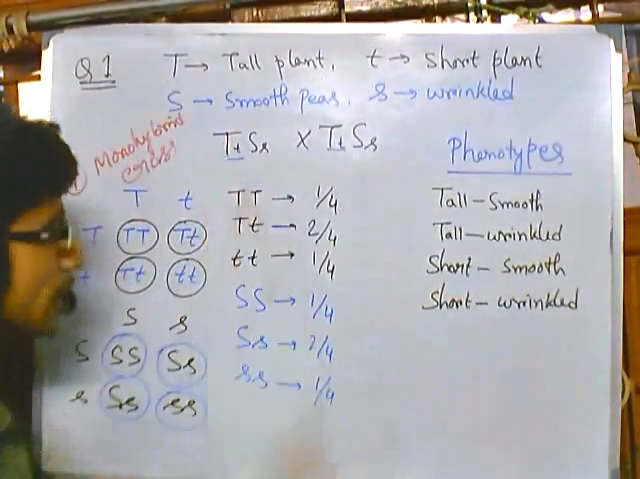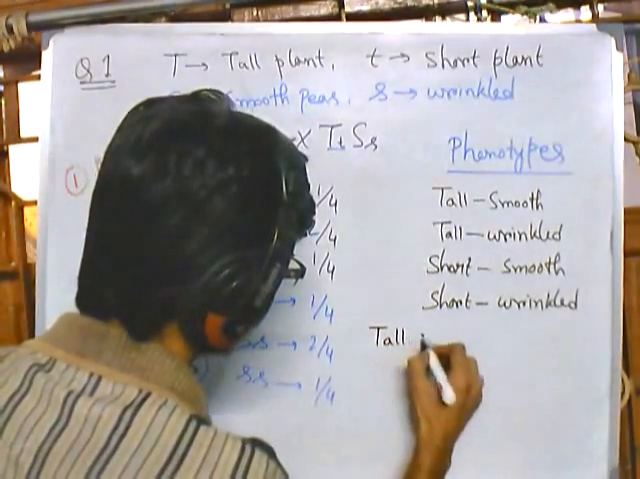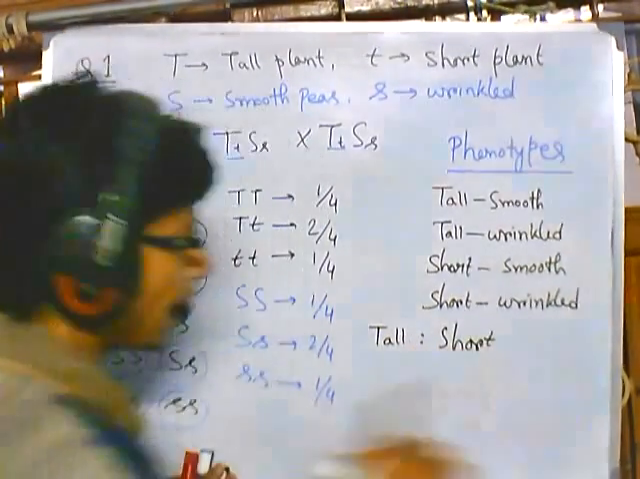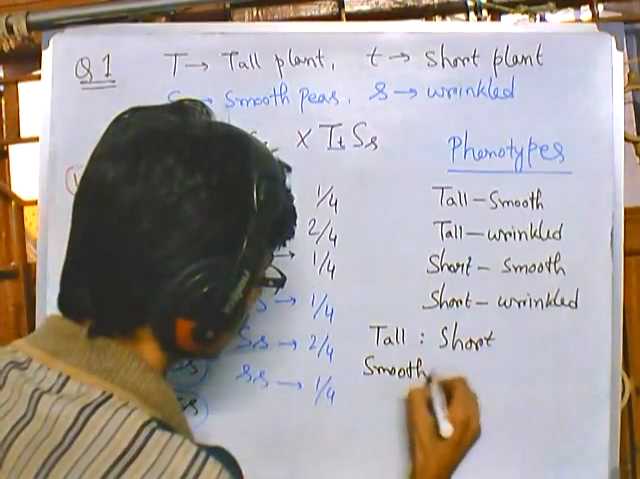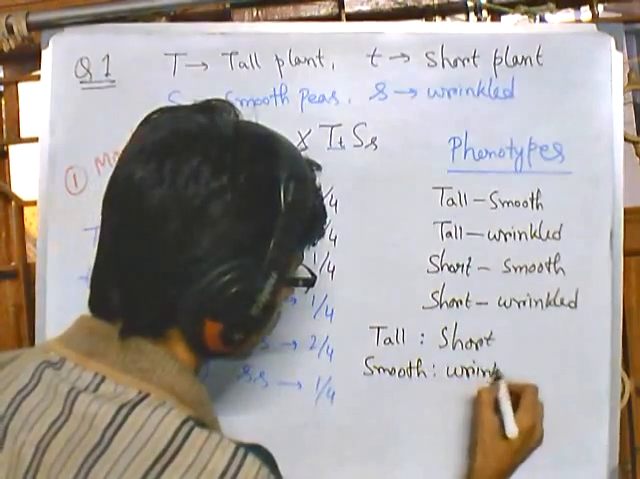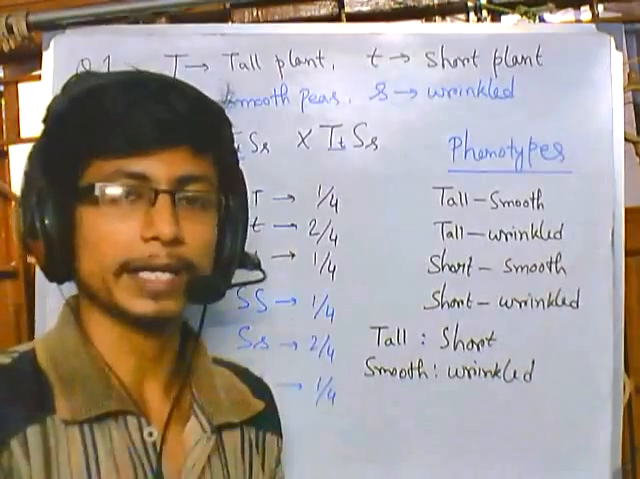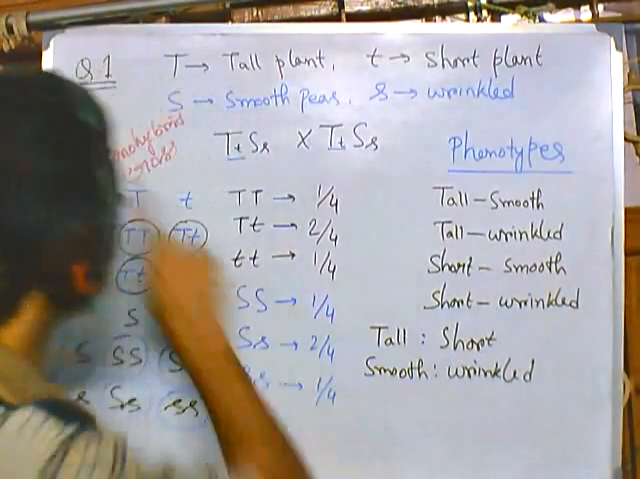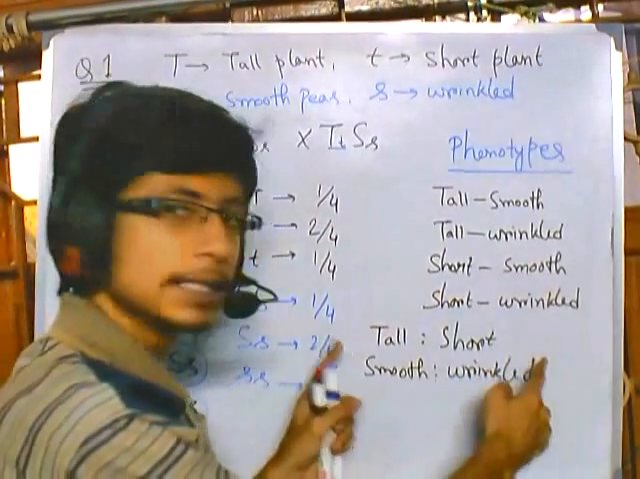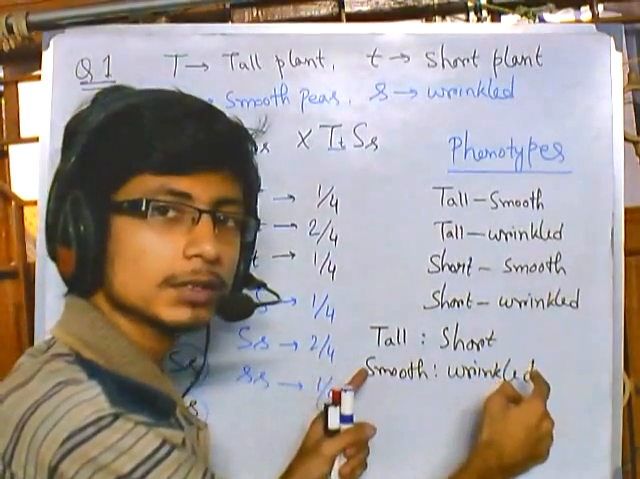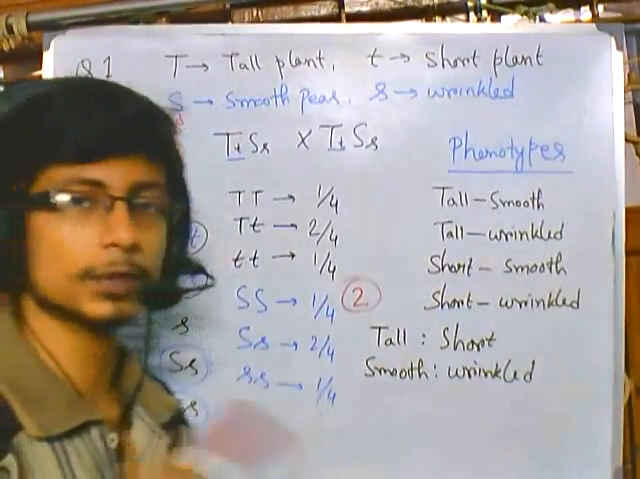That means the ratio of tall plant is to short plant, and also the ratio of smooth peas is to wrinkled peas. Are you getting it or not? Just go back, rewind the video and look at it. First step, monohybrid cross, you can get the monohybrid cross ratio. Second thing, you have to get the ratio for each of these monohybrid crosses. Okay, so this is the second step: to get the ratio of the monohybrid cross.